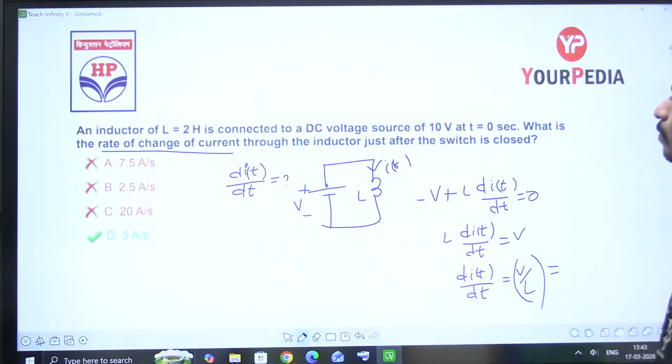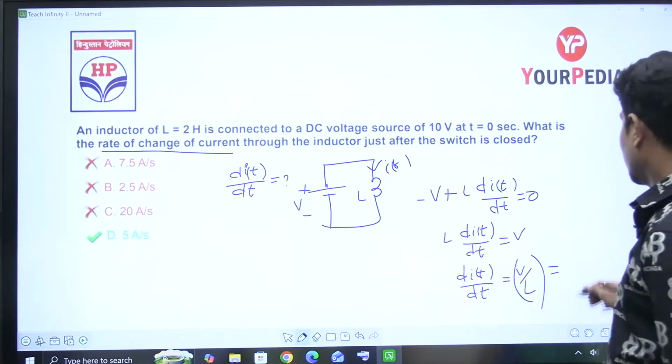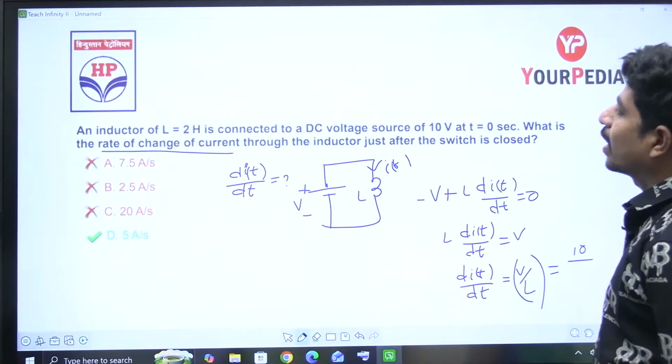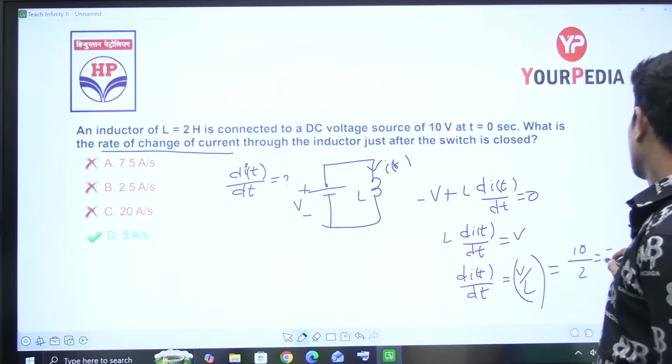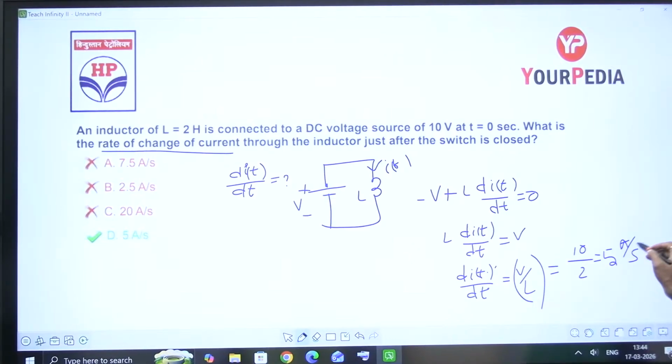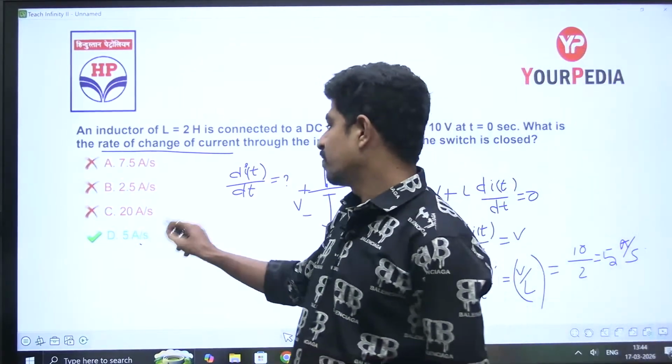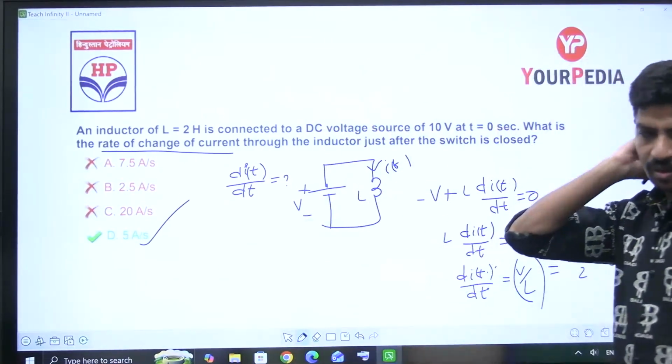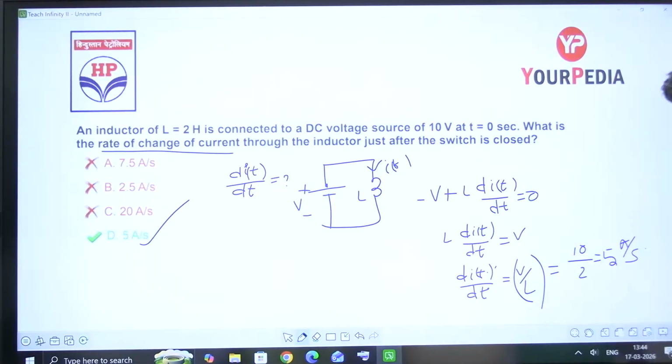V by L, right? How much is voltage? 10. How much is L? L is 2. So how much is it? 5 amperes per second, di by dt, amperes. 5 amperes per second. Option is D. You see how simply we got it. Option is D, right?